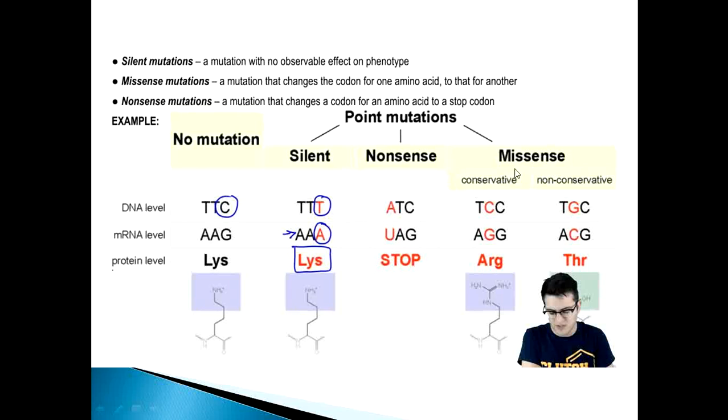If the new amino acid is similar in physical or functional properties to the required amino acid, it is called conservative. While if the amino acid belongs to another chemical group, it's called non-conservative.